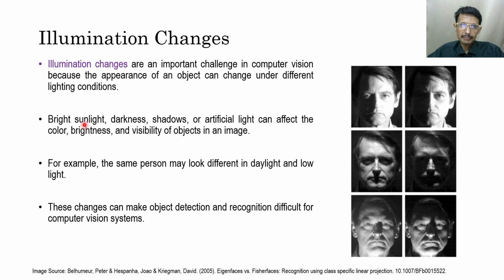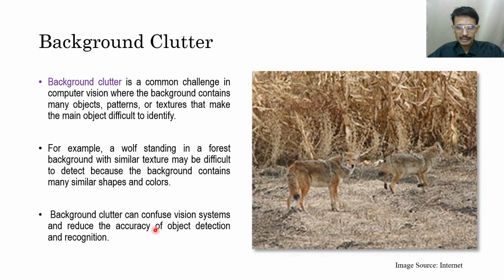For example, bright sunlight, darkness, shadows, and artificial light can affect the color, brightness, and visibility of objects in an image. The same person may look very different in daylight and low light, as this example shows. These changes can make object detection and recognition difficult for computer vision systems. Okay. Next comes background clutter. This is also very important.